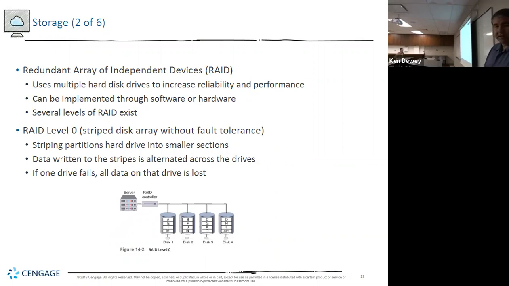So when you write data, you write across multiple drives. So what does RAID 0 give us? Anyone know? If it doesn't give us redundancy, what does it give us? More storage capacity and speed. Storage capacity and speed, mainly speed, because now we can actually write to all, in this example, 4 drives at the same time. Pretty much twice as fast. It says stripe partitions hard drives into smaller sections. Data is written to the stripes and across the alternate drives. If one fails, all the data is lost on that drive.